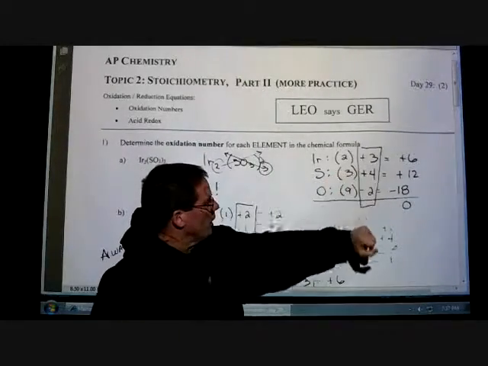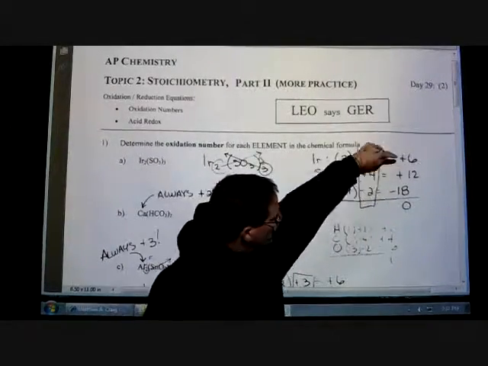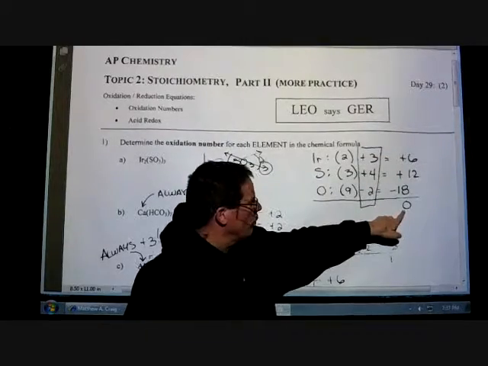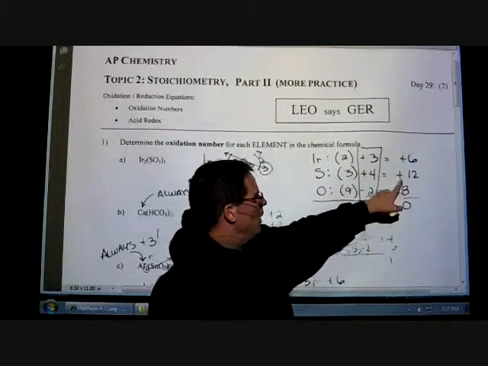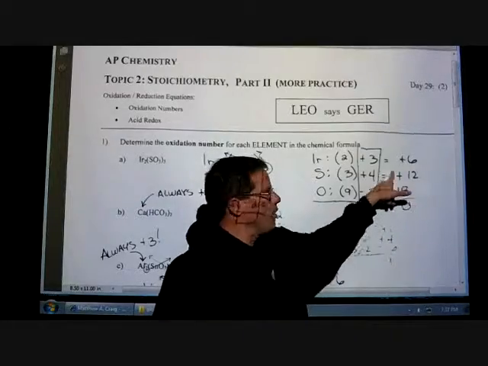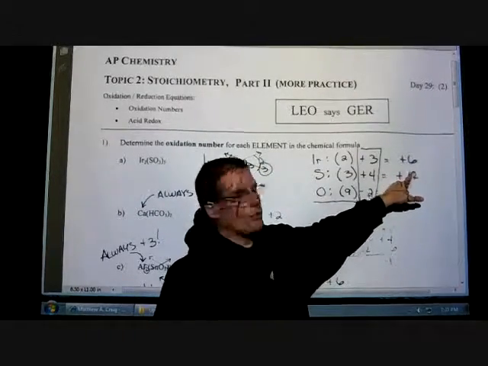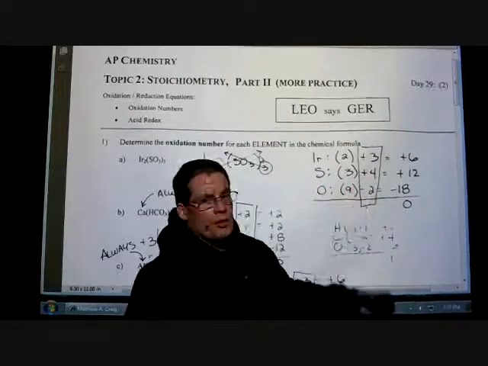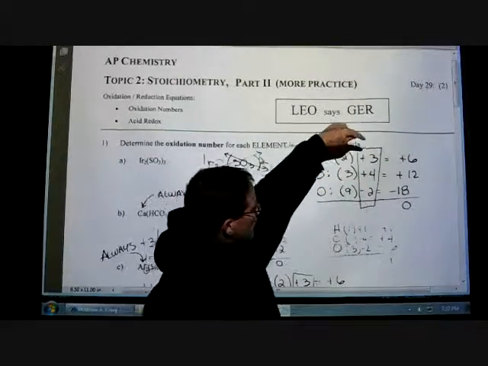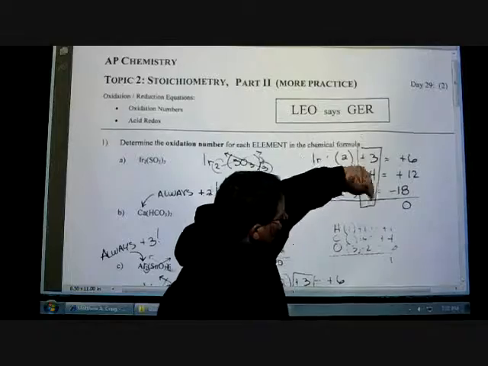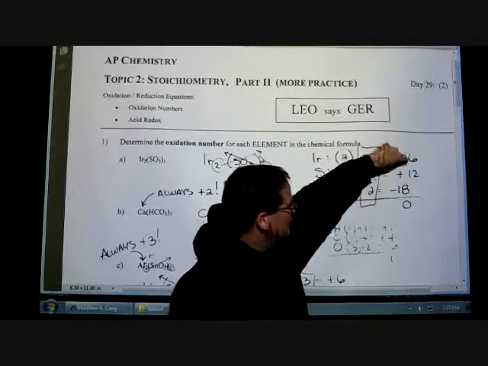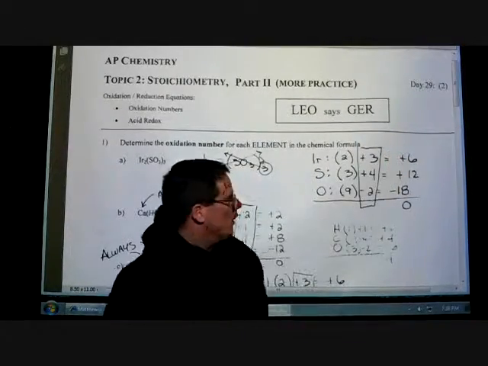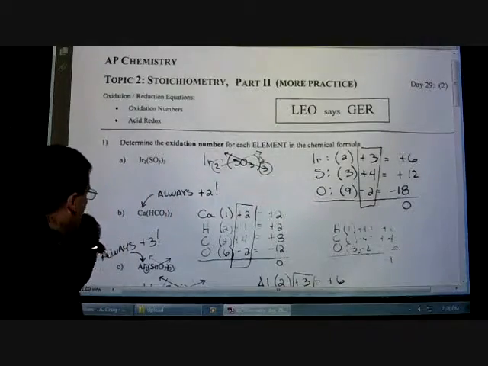So once we have the +3 and the -2, then we can do our total charges to make it equal 0. Since we have a -18 and a +6, the value that we're looking for that's missing here is +12. Since we have 3 sulfurs, take 12 divided by 3, that's your oxidation number. Again, these numbers are your oxidation numbers, not these. Okay? I think I've said that numerous times.